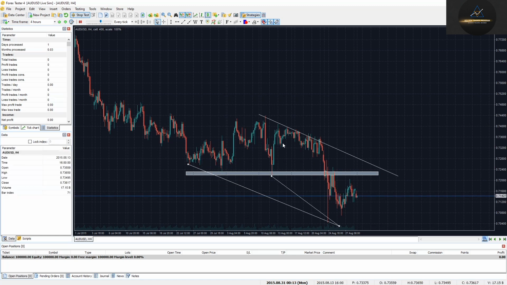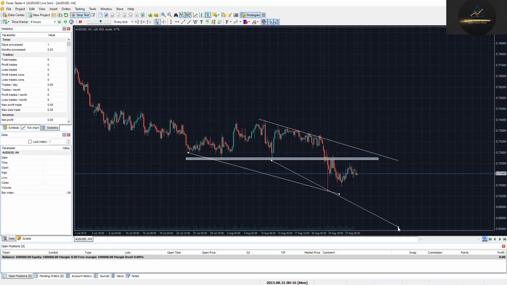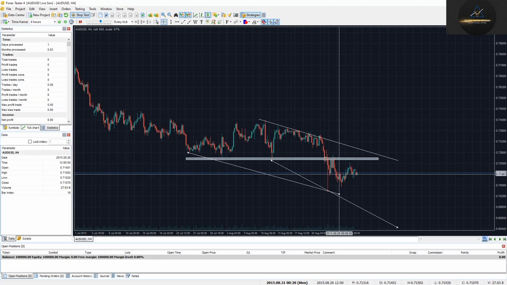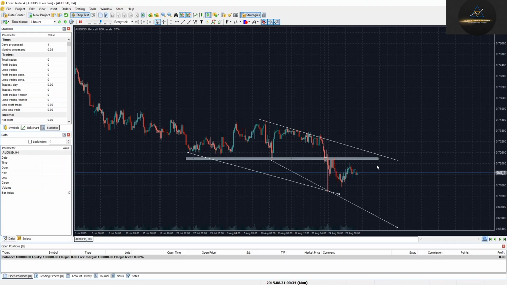So just having a play around with this pattern, seeing if there's anything. We've got this big impulsive move to the downside. We've got these equal lows here, but this drop hasn't really breached past this low. So we could start moving sideways here.